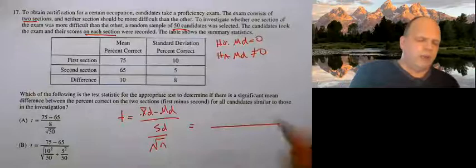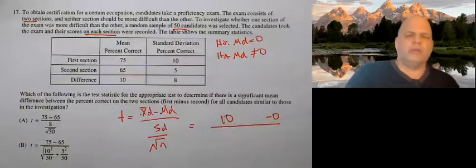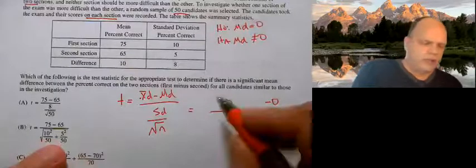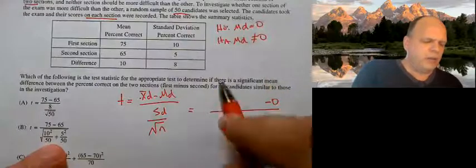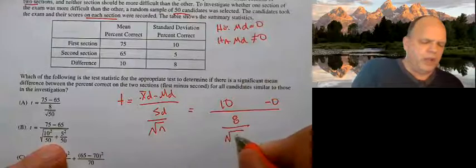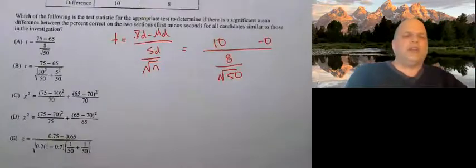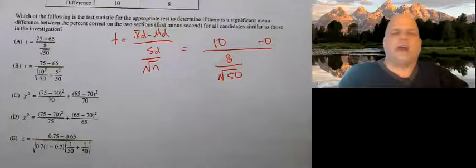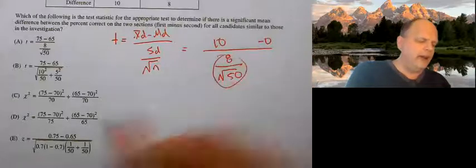So mu D is 0. This is 10. Standard deviation is 8. And I'm taking the square root of my sample size, and we had a square root of 50. So this is what I should be looking for. And I immediately start looking through these answers, and I don't see exactly that. Okay, this is where they really are tricking, and you have to be confident that you know what you're talking about. So I'm confident in that.